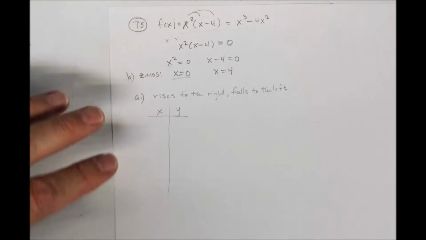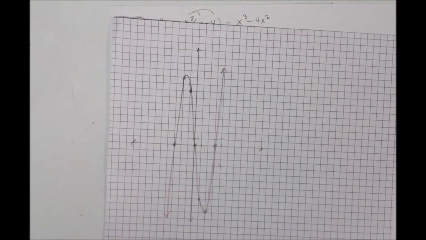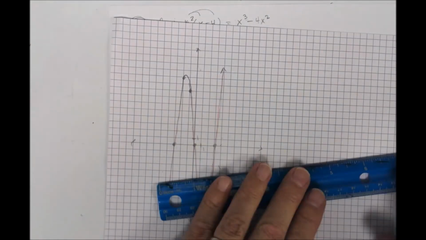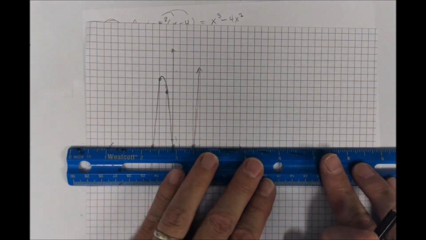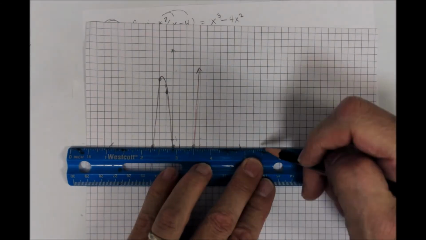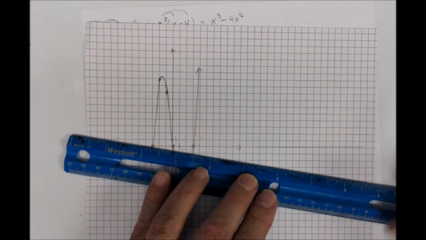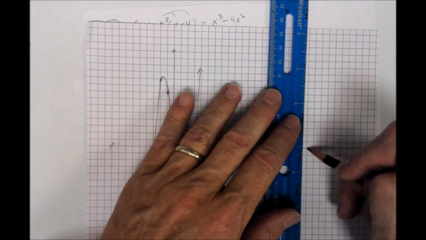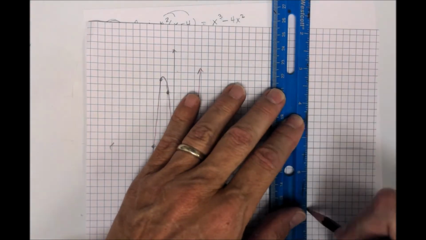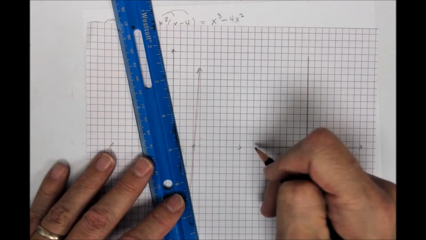Okay, let me get my graph started over here. Let's see. Should have picked something with a grid already on it. Oh, that's kind of messy. Let's see if this is enough here.